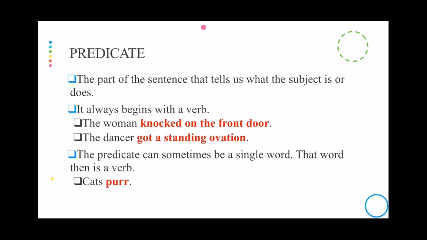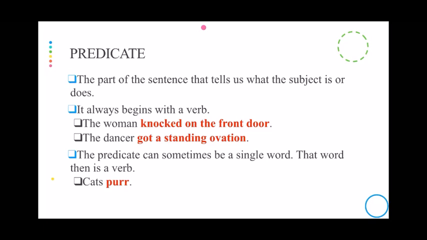Predicate. Predicate is the part of the sentence that tells us what the subject is or does. Predicate always begins with a verb. The woman knocked on the door. The dancer got a standing ovation. In the first sentence, knocked is the action which is being done by the woman. So knocked on the front door tells us what the subject is doing.